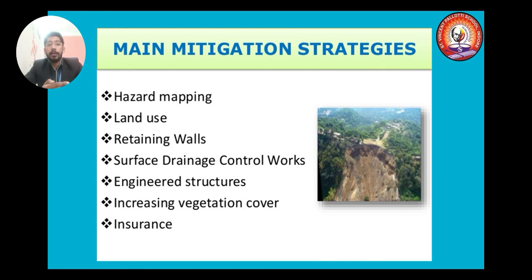Increasing vegetation cover, which means that we use the empty land, eroded land, and cover it with vegetation so that the quality and the fertility of soil may be maintained. Insurance means we cover up the quality of the land.